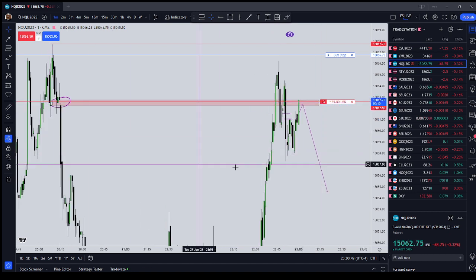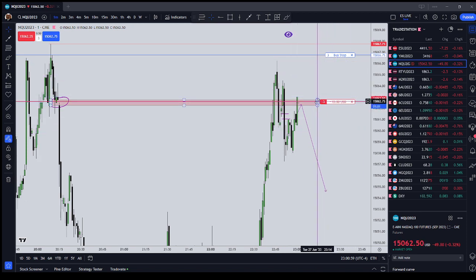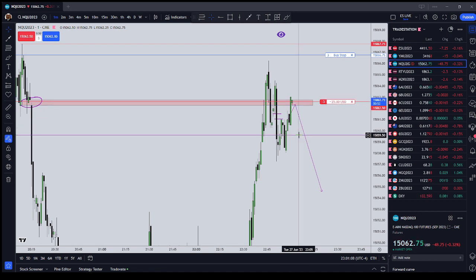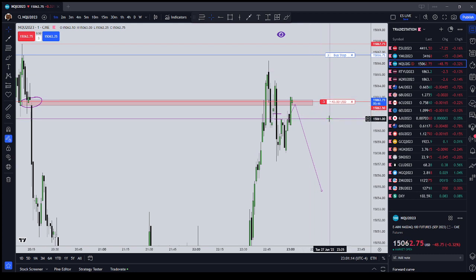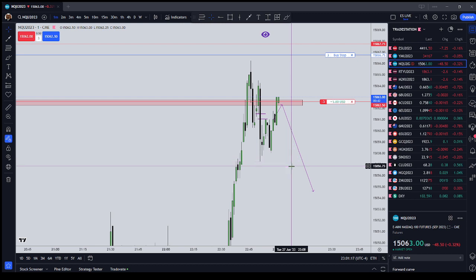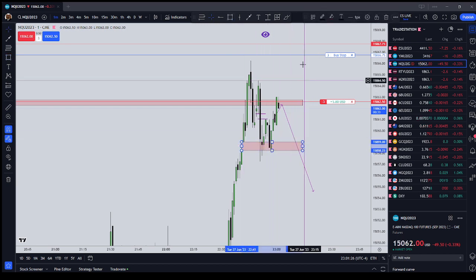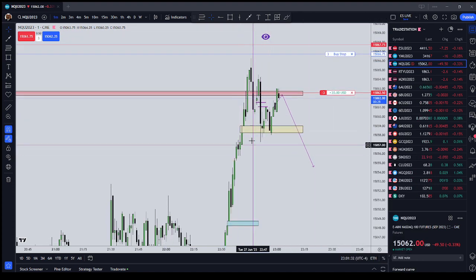Okay, we're back up in the red box, trading through the red box. Is this going to come all the way up and stop me out? It's possible. We did get a 1 minute close above that red box, which is not a good sign. Inefficiency in the yellow box.